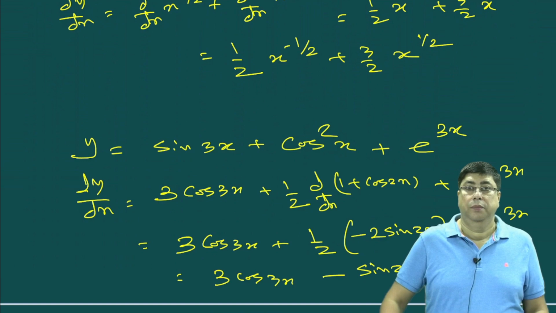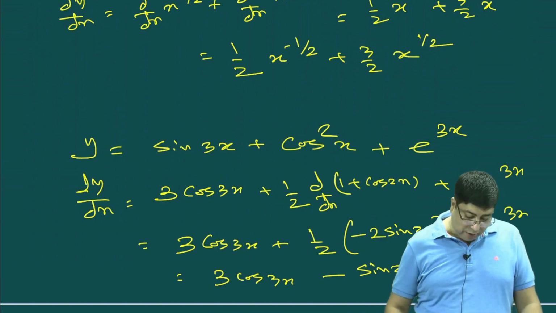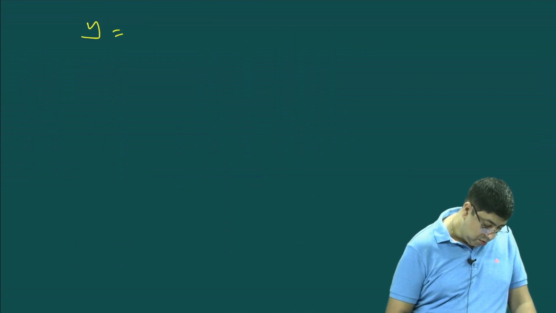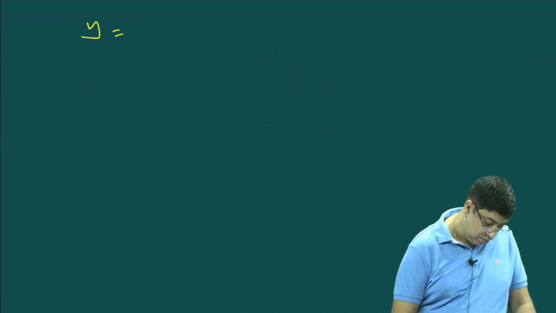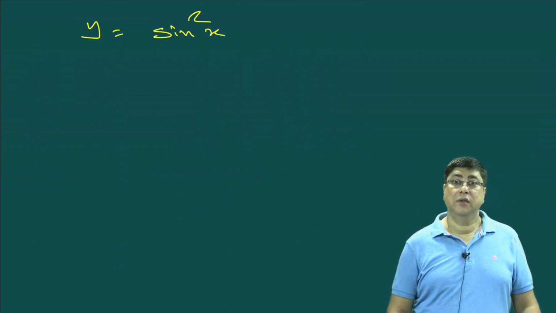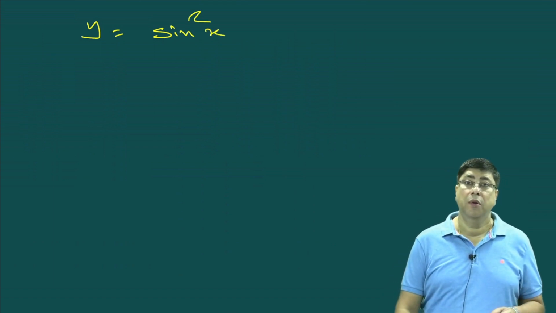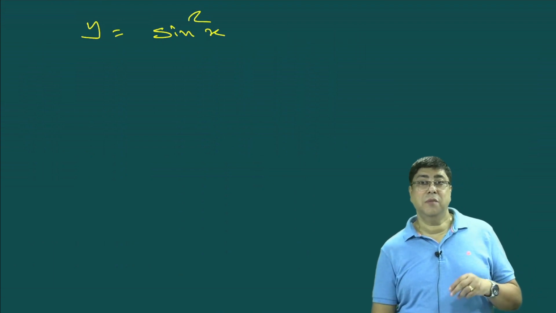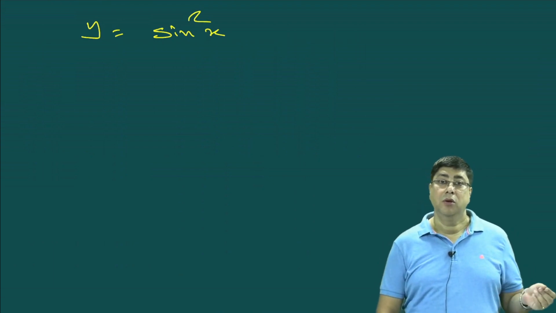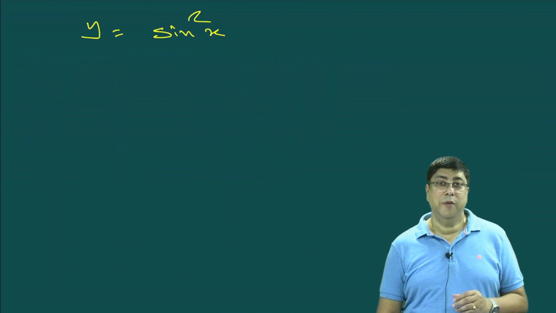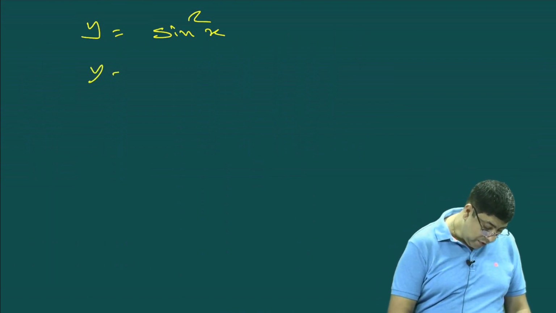This is the sum. Now let us come to the next sum. Suppose y equals sin square x. What is the differentiation? There is no direct formula for the square or cube. There is a formula by substitution, but no direct formula. So we have to convert it to a multiple angle. What to do? First of all, we will do it this way.